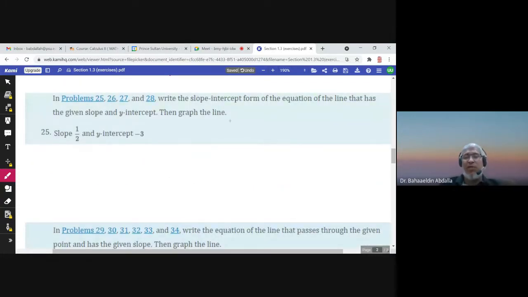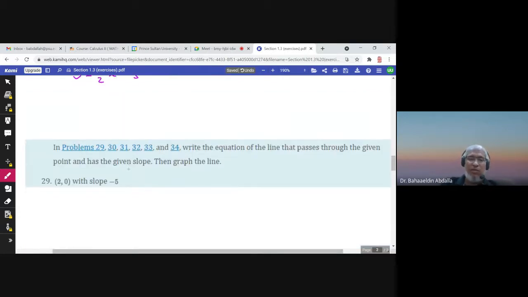Write the slope intercept form. Slope intercept form is y equals mx plus b. That's the slope intercept form of the equation of the line that has the given slope. So the slope is half and the y-intercept is -3. So the equation immediately: the slope is half and the y-intercept is -3. So that's the equation of the line.